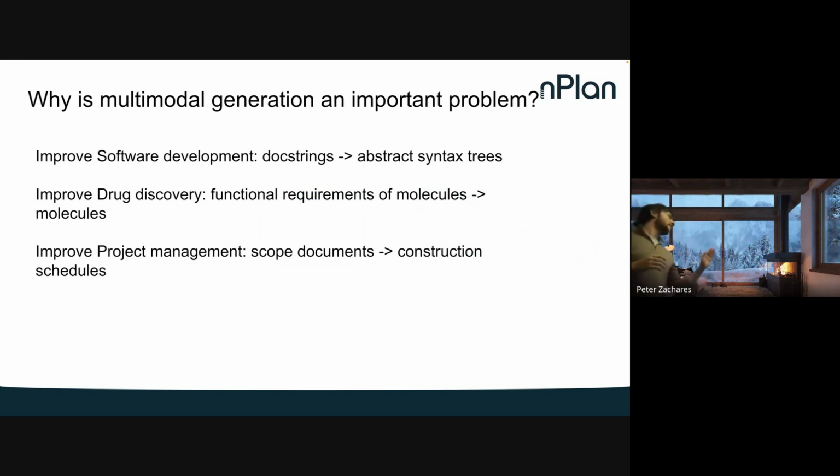That's a much more easily compilable representation of code than just raw text. For example, you could learn to go from docstring to abstract syntax tree, which could improve software development by making it a lot easier to develop the types of functions that you're looking for. It could improve drug discovery by going from functional requirements of molecules to molecules, and that's the experiments that we did here. Or one of the use cases that we're working on at NPlan is that it could improve project management by going from a description of a project to an actual project schedule.